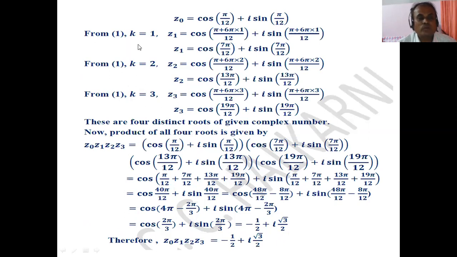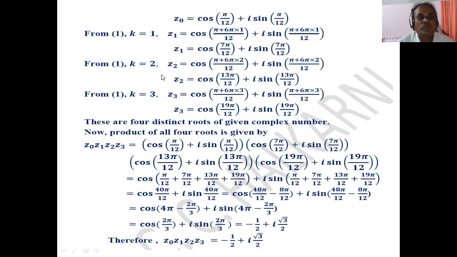Now we put k equal to 1. Therefore, from equation 1, z1 equals cos of (π + 6π·1)/12 + i sin of (π + 6π·1)/12. Now we simplify this. 6π plus π is 7π. Therefore z1 equals cos of 7π/12 + i sin of 7π/12. This is the second root of the given complex number.